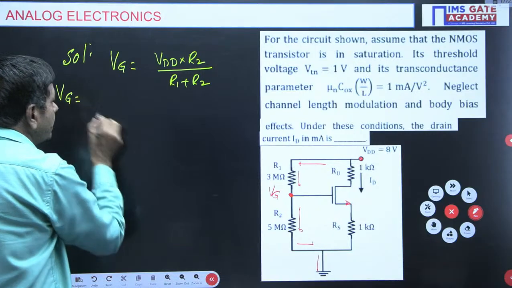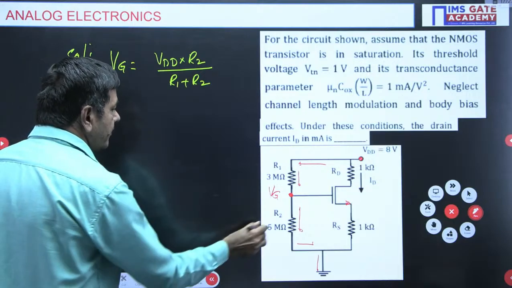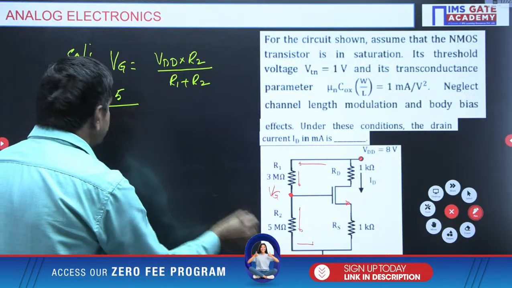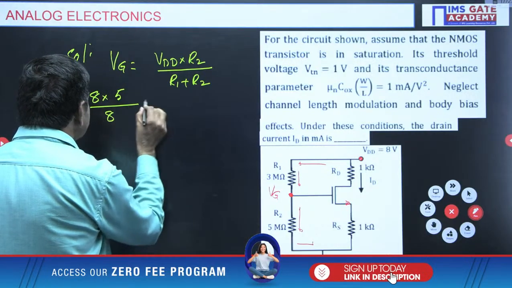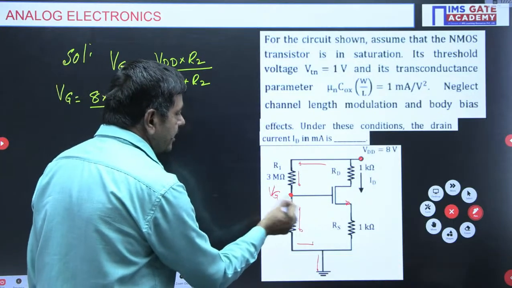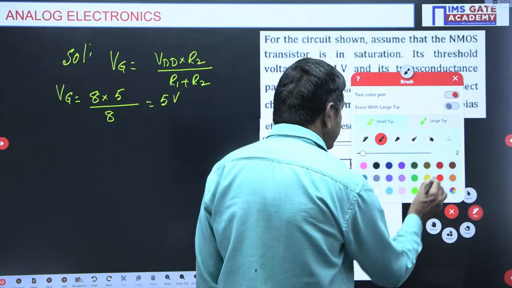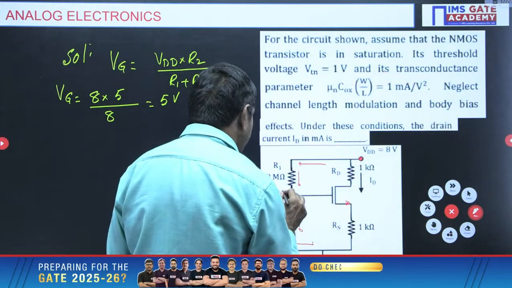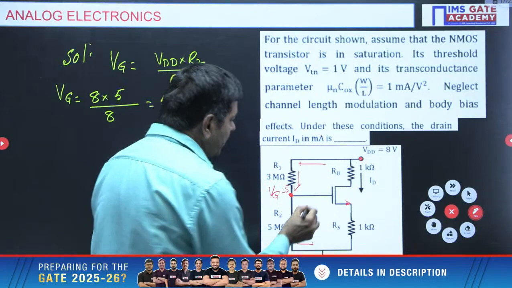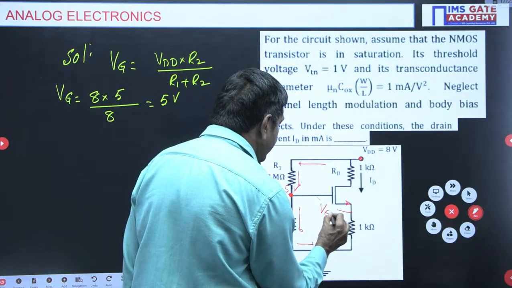What is the VG value? VDD is 8 volts, R2 is 5 mega, all in mega only. 5 plus 3 is 8, the 8 cancels. I am getting 5 volts. This potential is 5 volts. But this voltage is nothing but VGS, the gate to source voltage. Everybody knows very well.